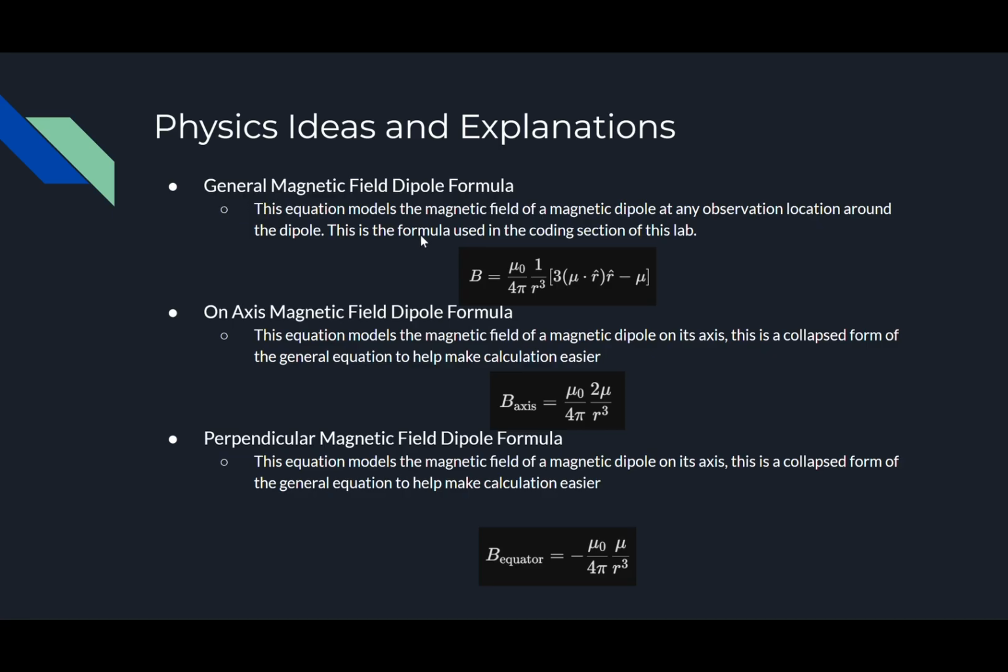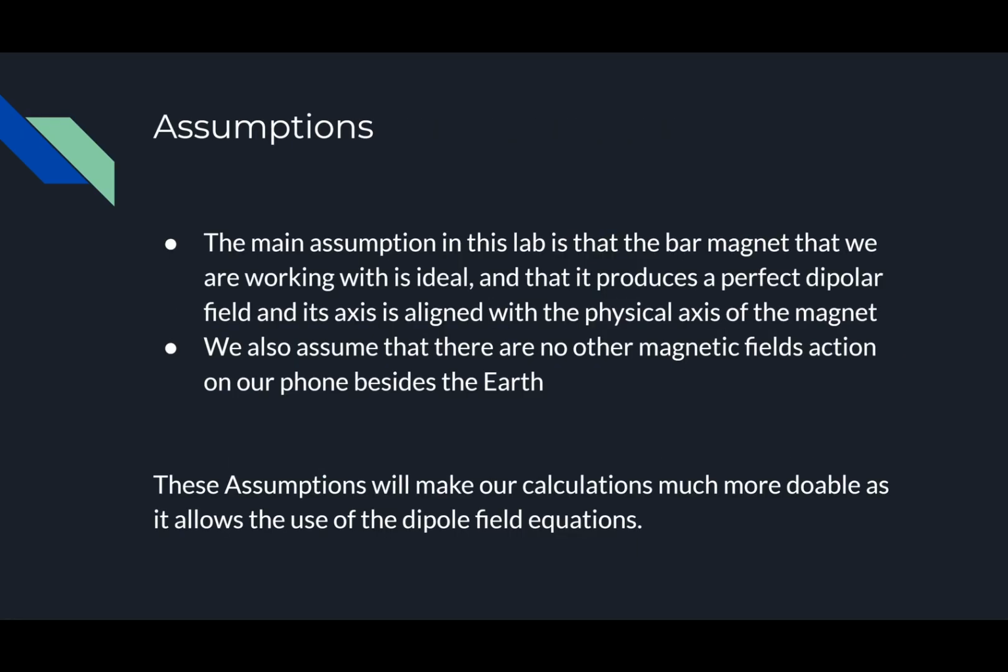The general magnetic dipole field formula is the magnetic field of a dipole at any observation location, and this formula is used in the coding section of the lab, mainly because it's much more general and can be used for any observation location. The on-axis field formula is a simplification of the general formula that only works on-axis, and this is just easier for calculations. Same with the perpendicular magnetic field formula. It's the same idea as the on-axis one: just a lot easier for calculations, and just a simplified version of the overall one.